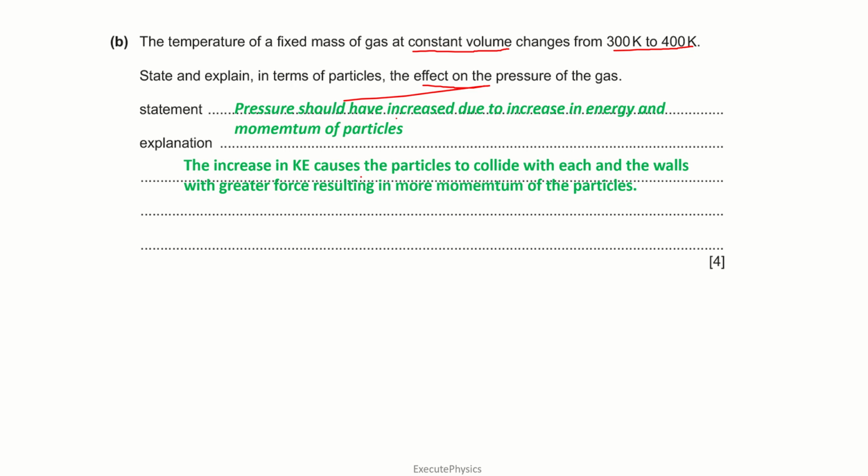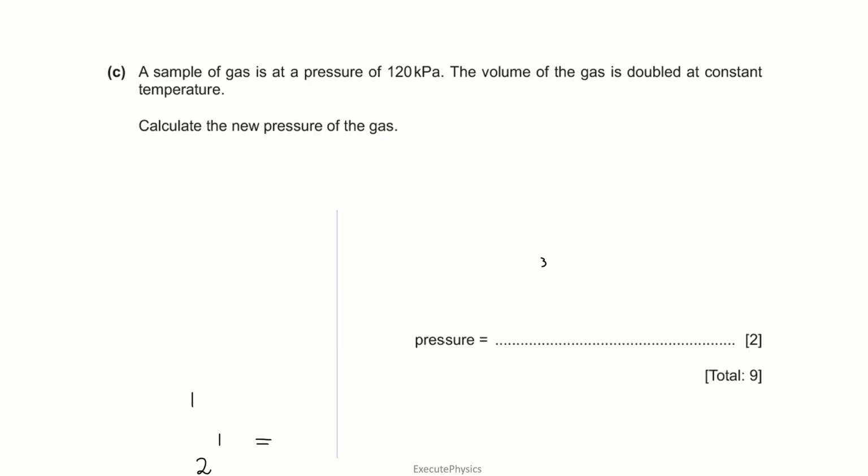Okay, so moving to the next question. A sample of gas is at a pressure of 120 kilopascals. The volume is doubled at a constant temperature. Calculate the new pressure of the gas. So it's a relation between pressure and volume. So we know that this is in accordance with Boyle's law, right? A sample of gas has a pressure of 120 kilopascals, and when the volume is doubled, what is the new pressure?